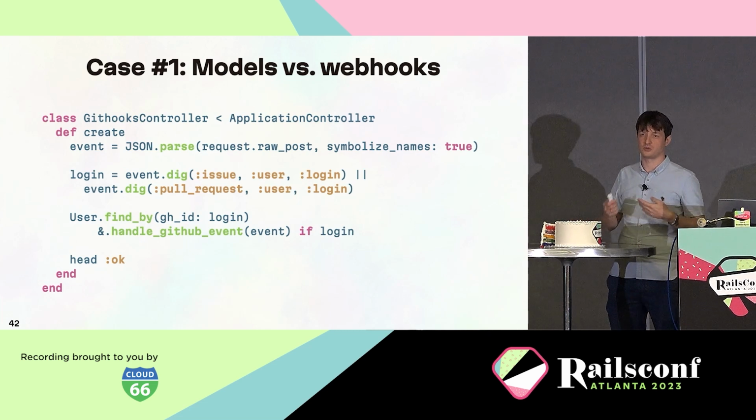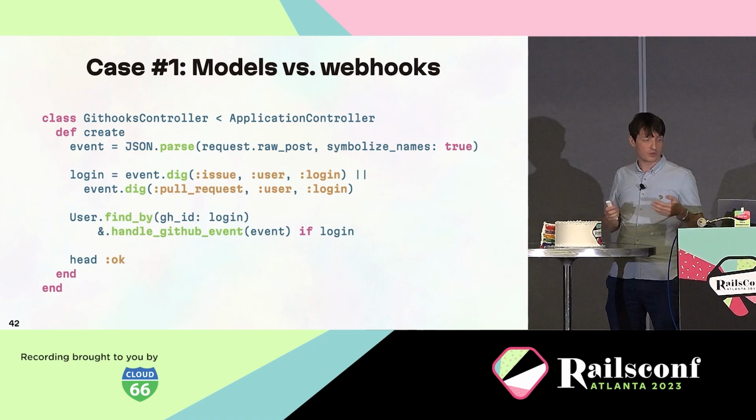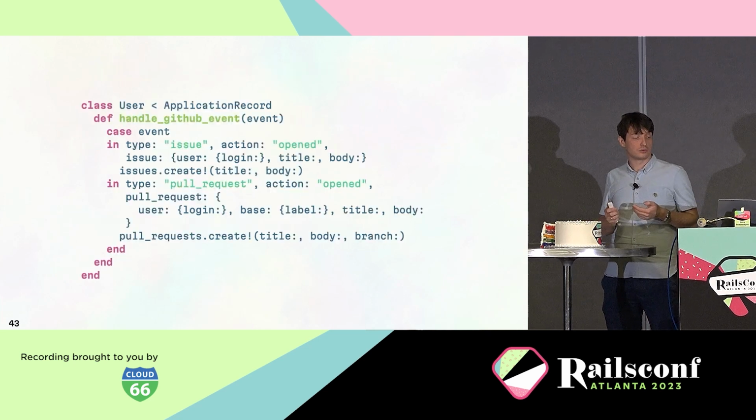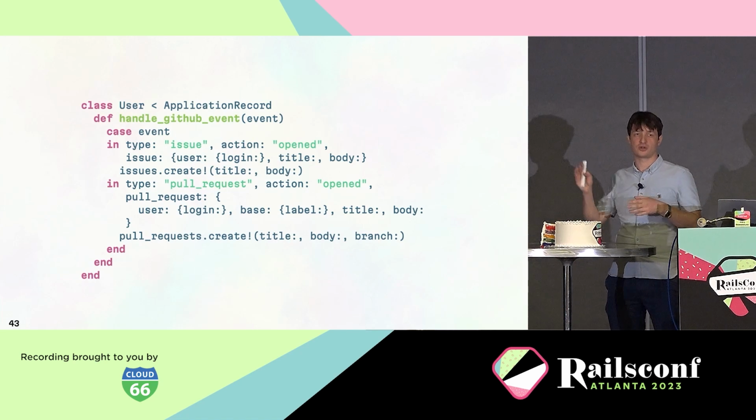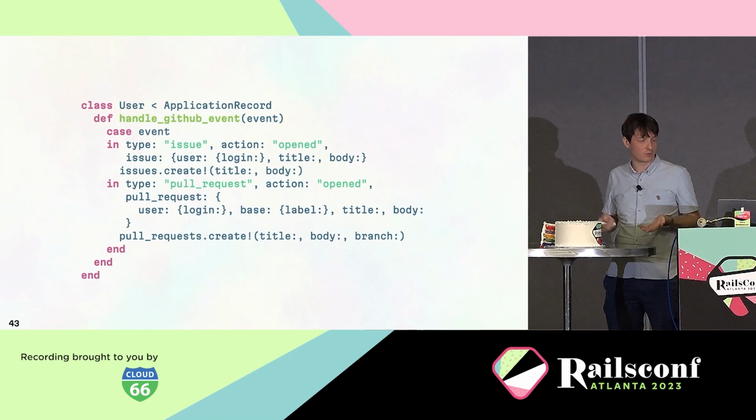On Rails, we're starting with building things faster, and they're going to work. And then we find a user and invoke the method on the model. So here's the model. Here we again do some pattern matching to extract the information depending on the event type. And it kind of looks good. What's wrong with it?